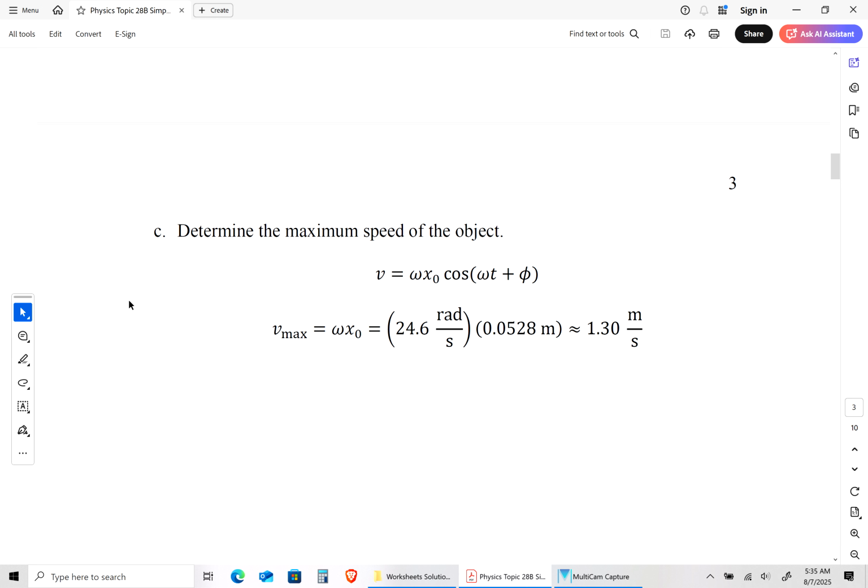Part C, determine the maximum speed of the object. Well, that's when cosine of omega t plus phi is equal to 1. So it's just this, omega times the maximum displacement.